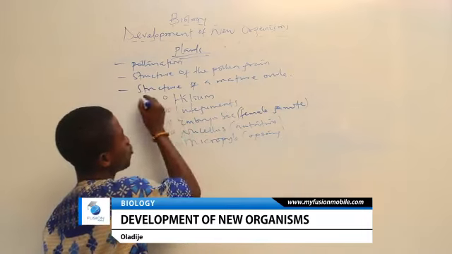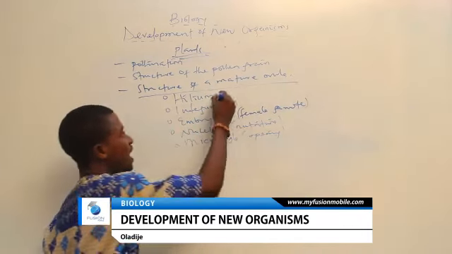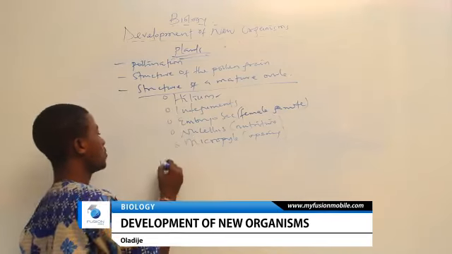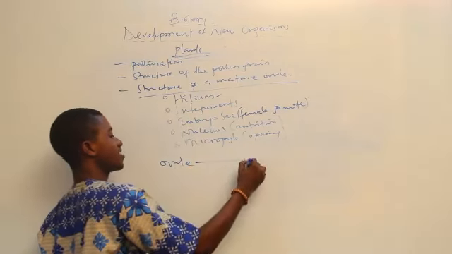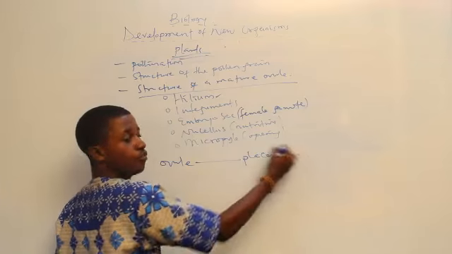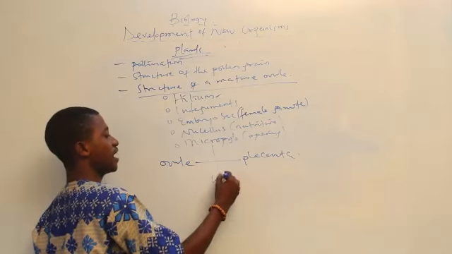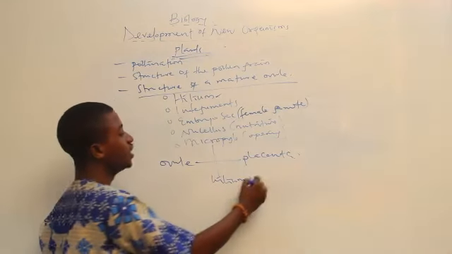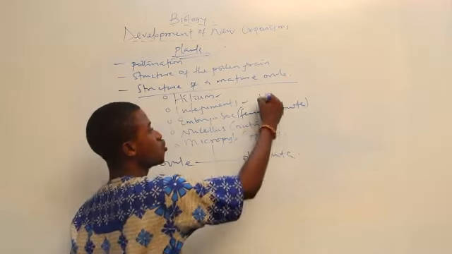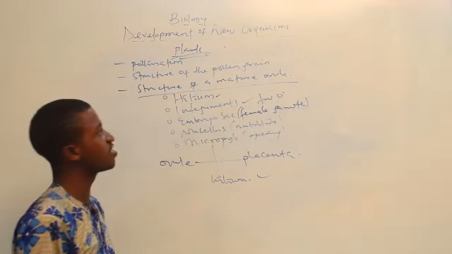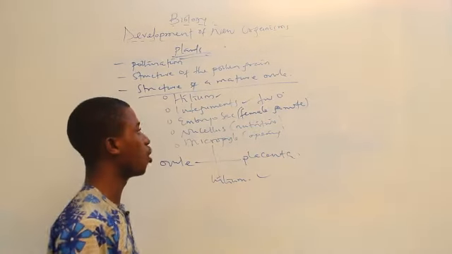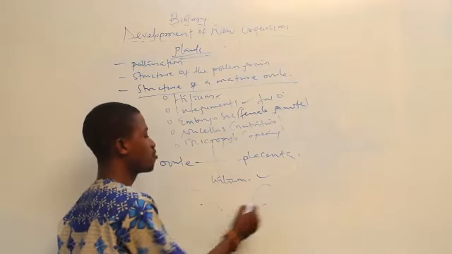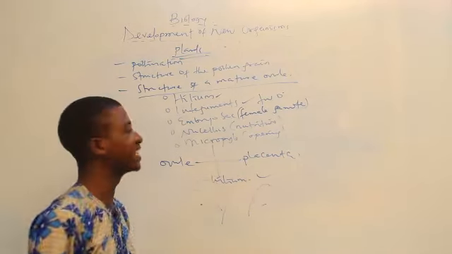Now we're going to be looking at the structure of a mature ovule. It has the hilum. What is the hilum? The hilum is the point of attachment of the ovule to the placenta. The ovule is attached to the placenta via the hilum. The integuments are the two coverings of the ovule.